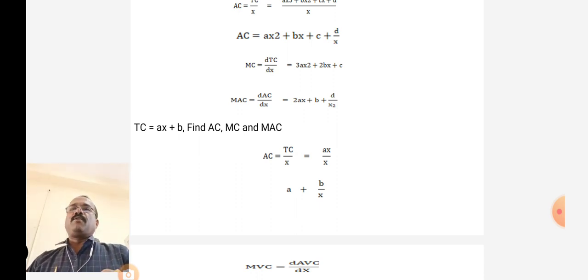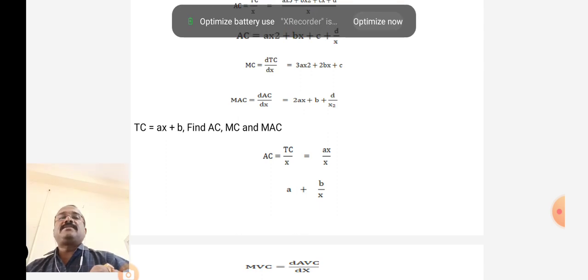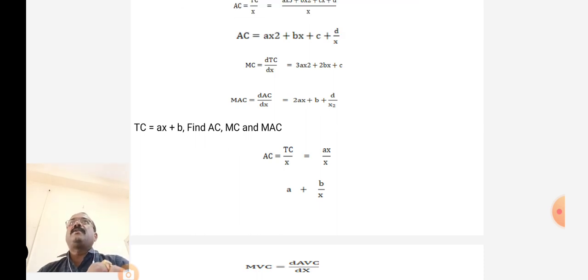When we discuss the marginal cost, MC equals dTC divided by dx, that is 0.002x plus 0.04. In another pattern to derive this function, when we calculate the MAC, that is marginal average cost, it is always equal to dAC divided by dx, that is 0.001 minus 500 divided by x square. This is the third way in which we derive this function.